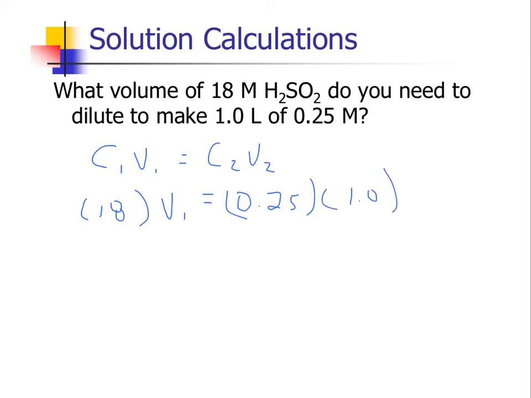In these kinds of equations, you're going to be given 3 of the variables and you need to rearrange and find the 4th. So in order to do that, I take 0.25 times 1 divided by 18. That gives me 0.0139 liters, or if you want to convert that into mL, you would multiply it by 1,000. So I need 13.9 mL of my concentrated acid, and then I would add enough water to make 1 liter of solution.